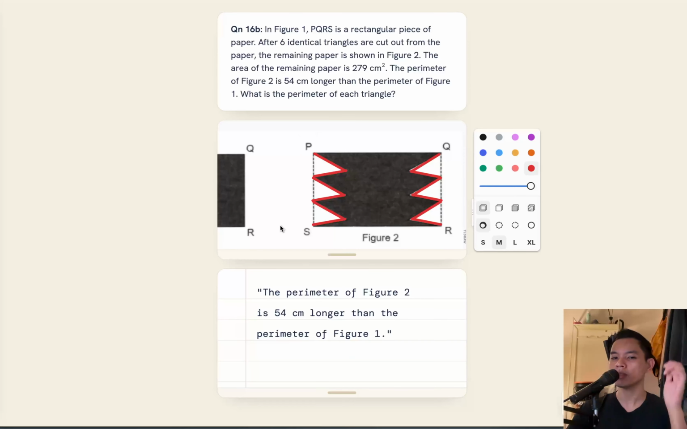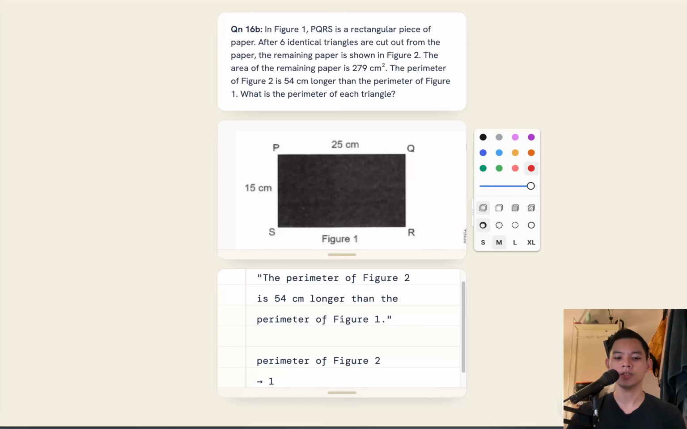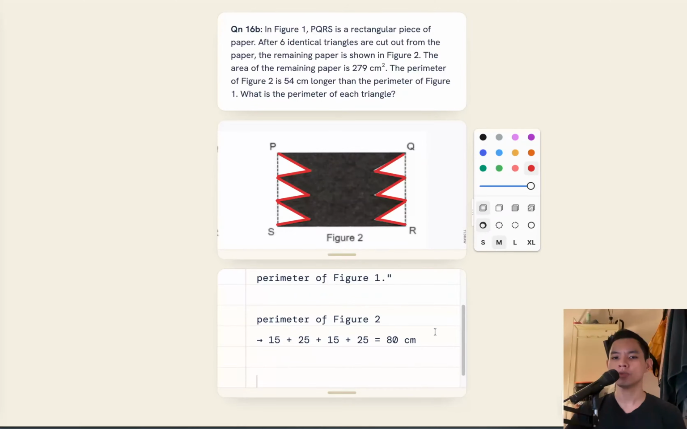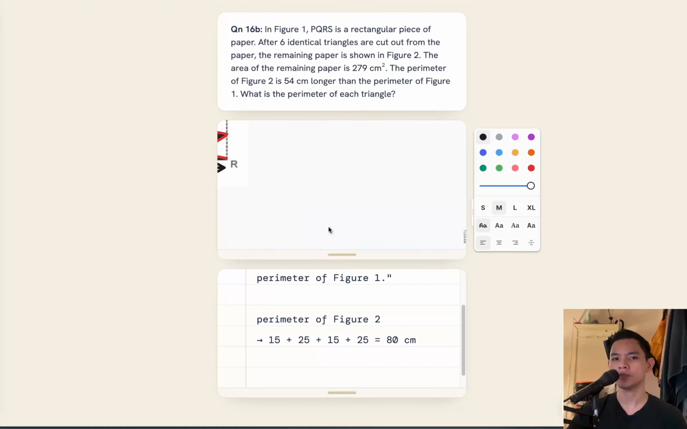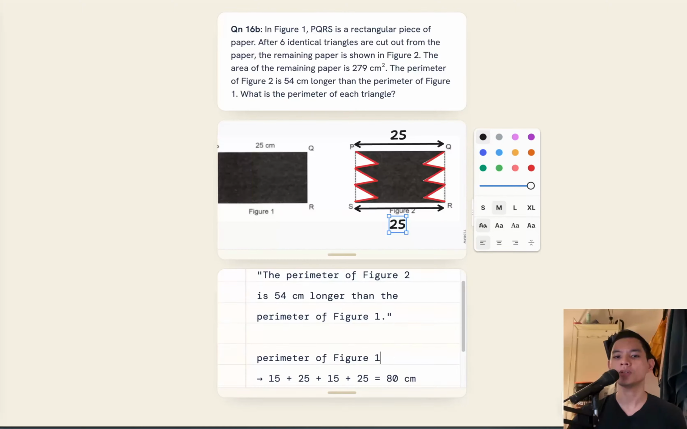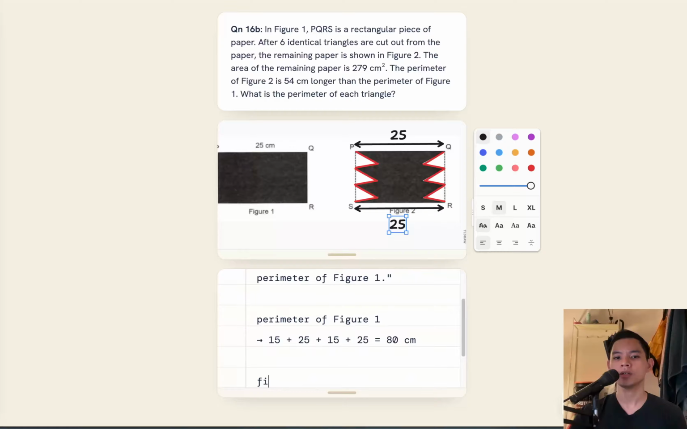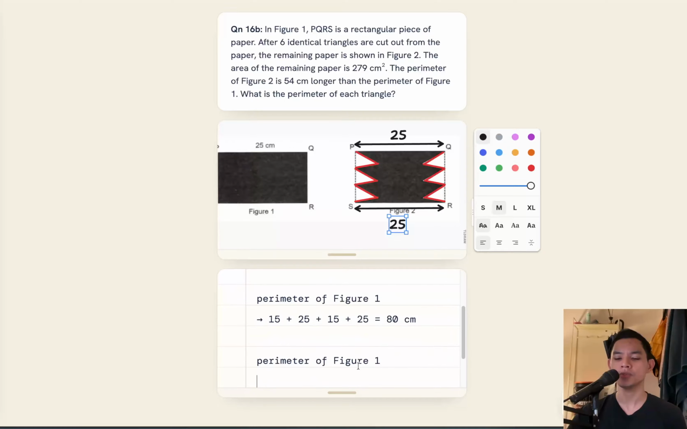So essentially, let's find out perimeter of figure 1. In this case is 15 plus 25 plus 15 plus 25. And this will give us 80 centimeters. So for figure 1 over here, we know that PQ is 25 and SR is 25. Sorry, this is figure 1, perimeter of figure 1, not figure 2. So that means perimeter of figure 2 is 54 centimeters longer. So 80 plus 54, this will be 134.